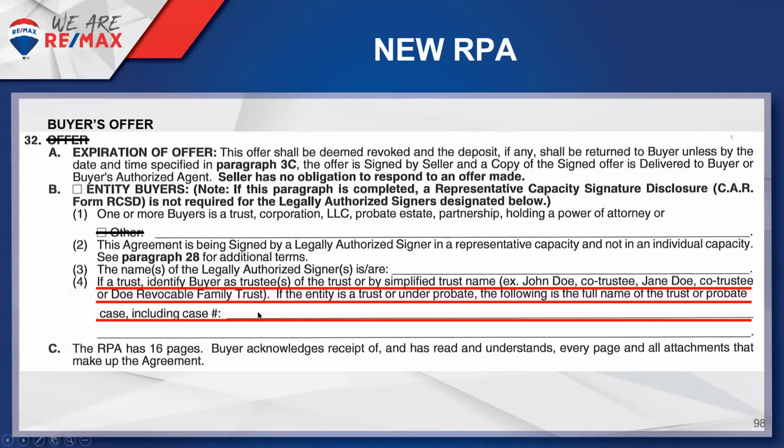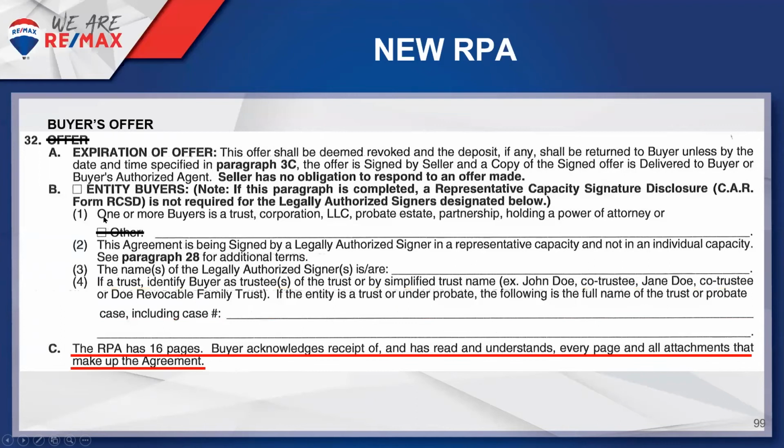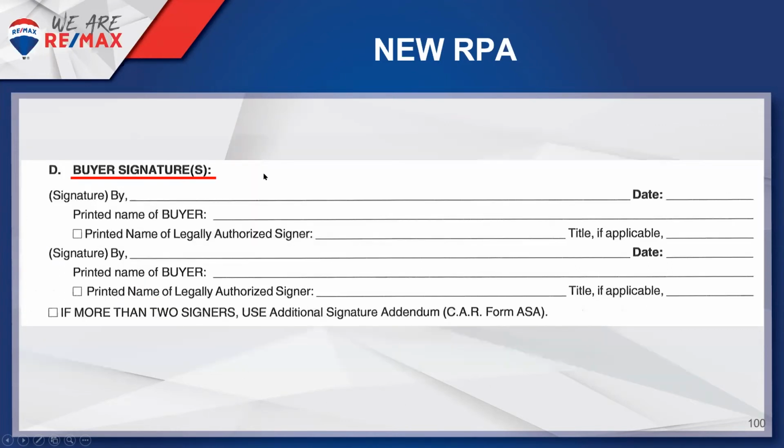On page 1 of the RPA, you can use a simplified abbreviation, if you will, of the trust, the Jones Family Trust. But in this, you would list the whole complete title, Jones Family Trust, dated such and such a date. That would be the entire actual title. Okay, and then finally, on the buyer offer section here, they point out to the buyer, look, this is 16 pages. Make sure you read and understand all 16 pages and any attachments that are part of the agreement. And then the buyer signs, signature of the buyer.